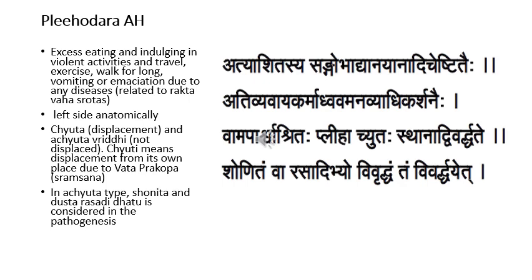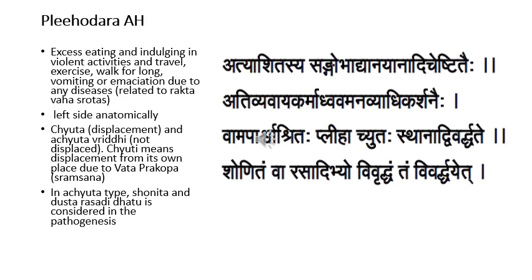Let's start with other kinds of udara, the reasons for udara. The first one is pleehodara. Pleha means you can correlate with the spleen in modern anatomical science. Pleha is usually present on the left side of the body anatomically. So here, Acharya has mentioned two types of enlargement of the abdomen due to vitiation of pleha.